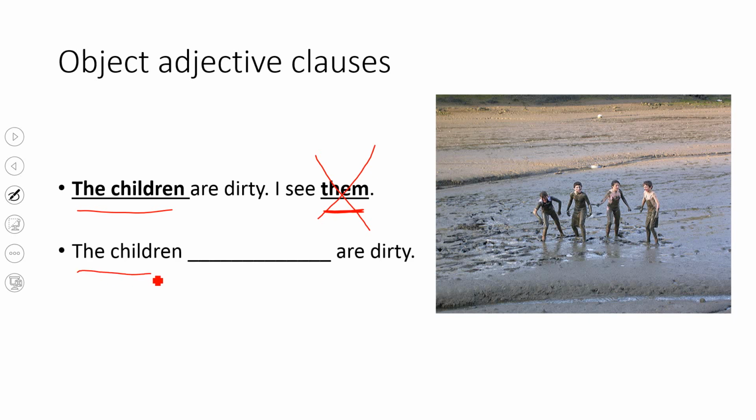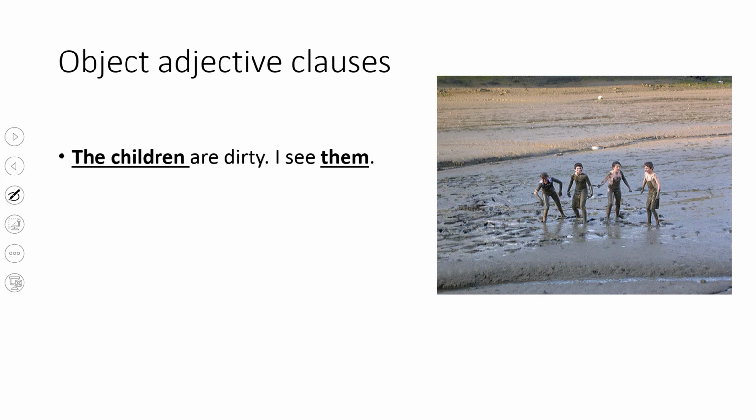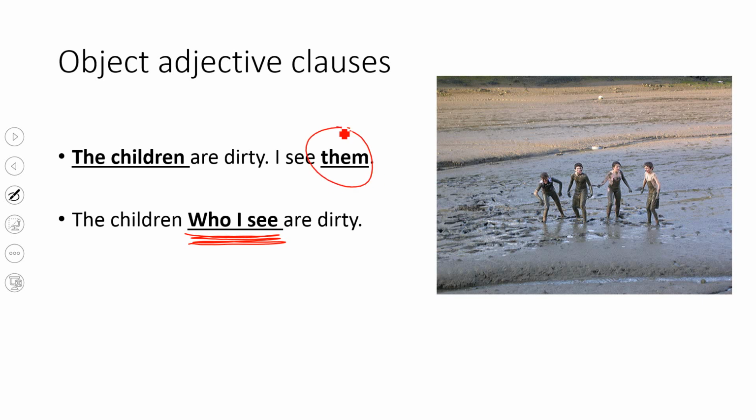So the children are dirty. I'm going to put this I see part in here. So it's the children who I see are dirty. So them gets replaced by the relative pronoun who. And another thing, the adjective clause needs to go right next to the noun that it's describing. Here, who I see is describing children, so it needs to go right next to children.